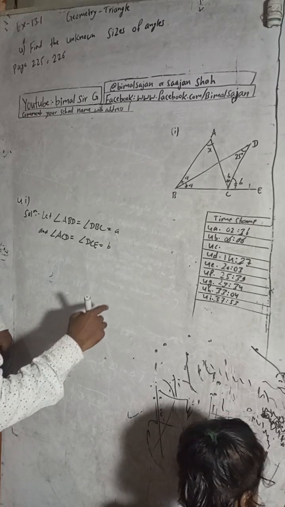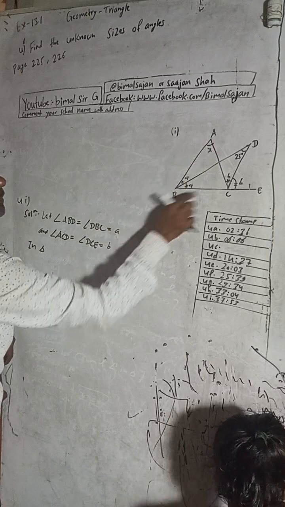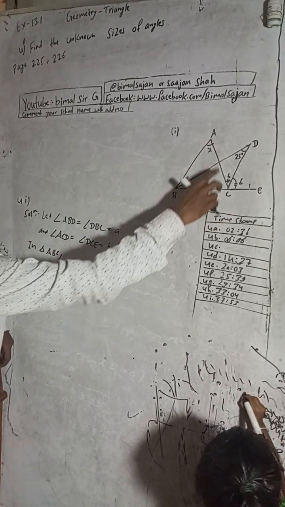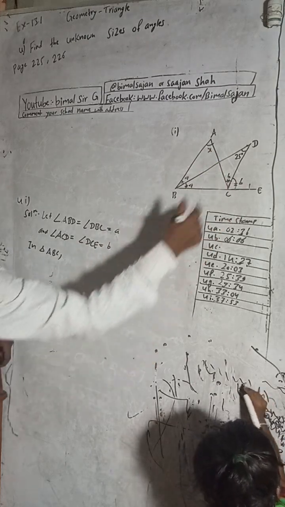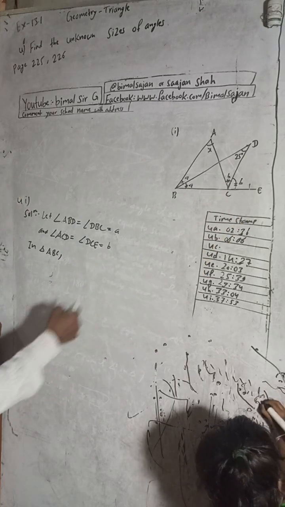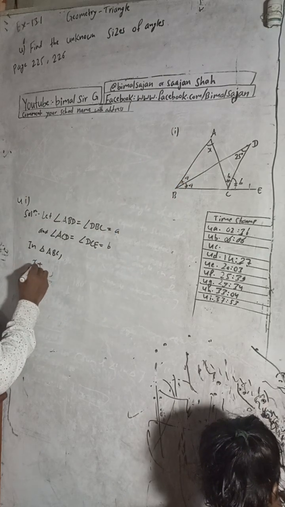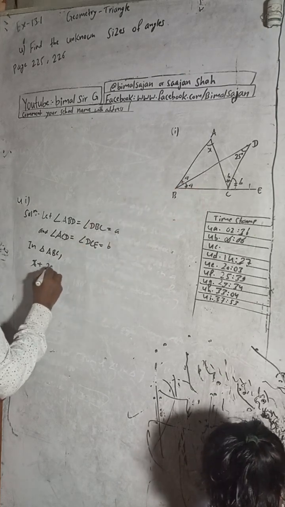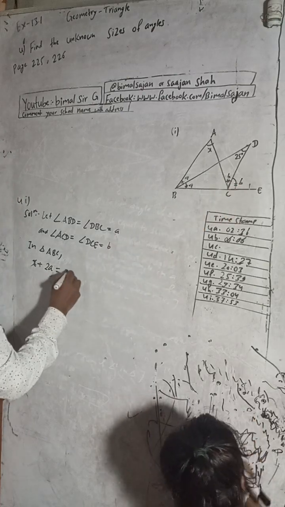Now we can write here in triangle ABC. In triangle ABC, this angle plus this angle is called what? This total angle means exterior angle. We can now write here x plus, this total angle is what? 2a. So x plus 2a is equal to what? 2b. B plus B is 2b.